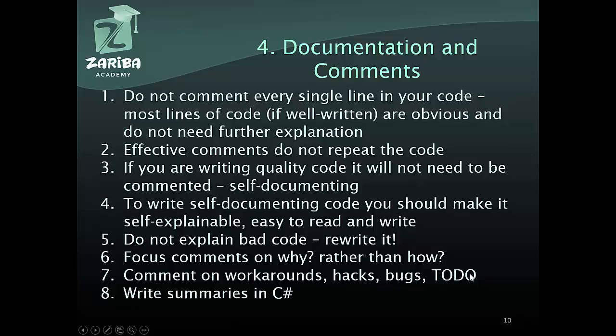Comment on workarounds, hacks, bugs, to-dos. It's hard to avoid it every time. I mean, hacks and workarounds happen, and there are some weird ways to fix things. So as soon as you have one of those, like a hack or something extraordinary that you do with your code, then you have to comment it. Also, because after a month you wouldn't remember what this hack was and why your solution worked and so on. Write summaries in C#.